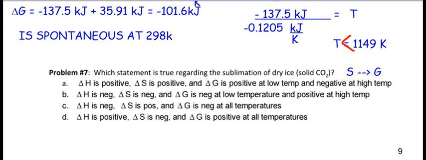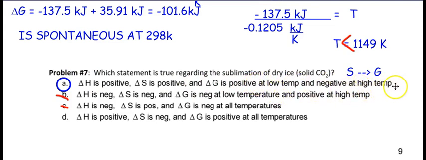So if you're looking at your choices here, automatically B and D are out, aren't they? Okay. Oops, I'm trying to cross that out. There we go. Now what? We're going from a solid to a gas. So what is delta S? If I go from a solid to a gas, delta S is positive. That's right. And so delta G is going to be positive at low temperature and negative at high temperature.